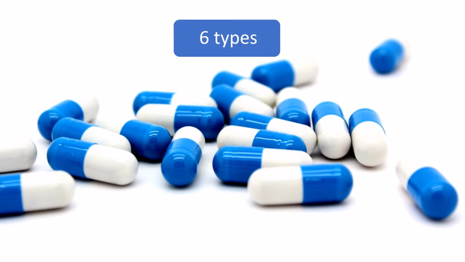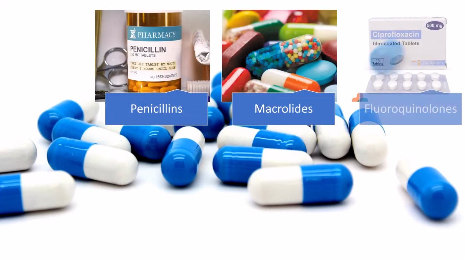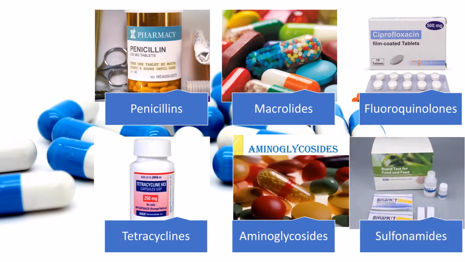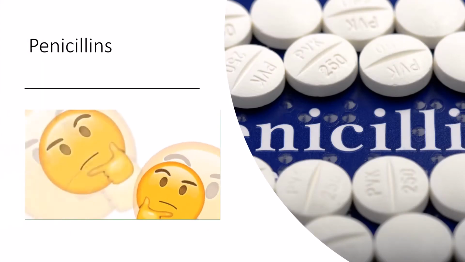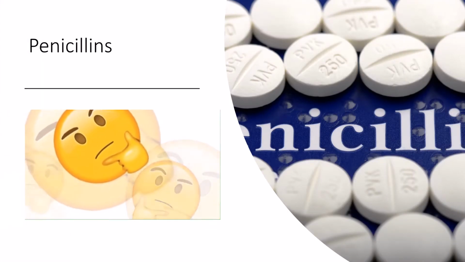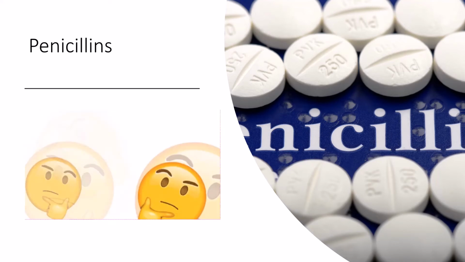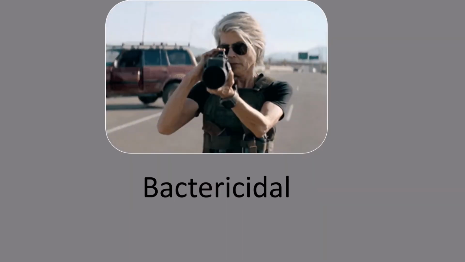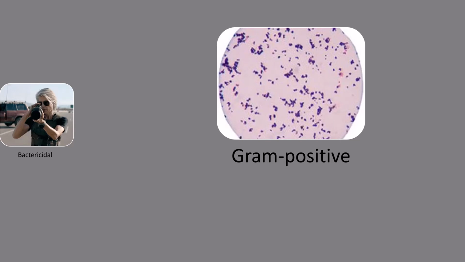There are 6 main classes of antibiotics based on their activity mechanism. The first class of antibiotics, which are also the most common and the best known, are the penicillins. Penicillins are bactericidal. That means that they kill the bacteria. You have to keep in mind that they are only effective against gram-positive bacteria. That means that they kill only the gram-positive bacteria.